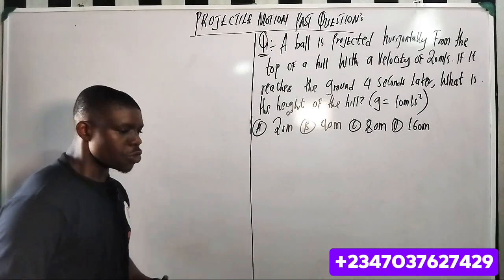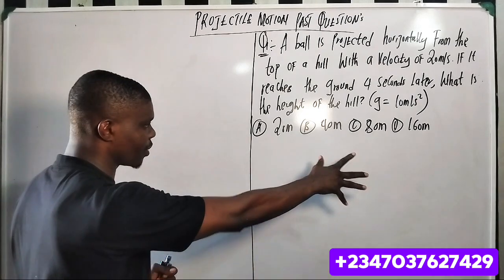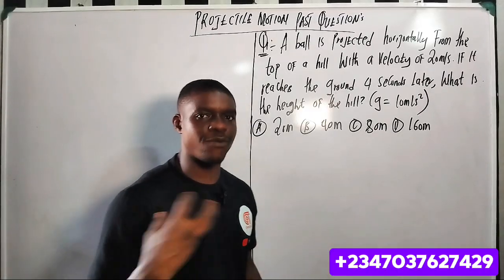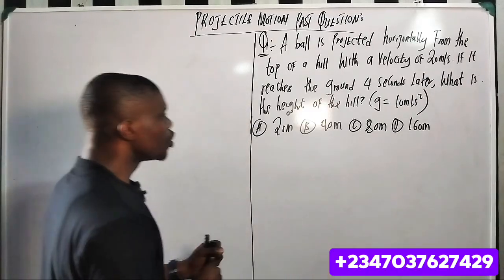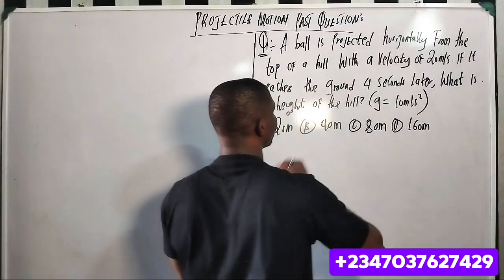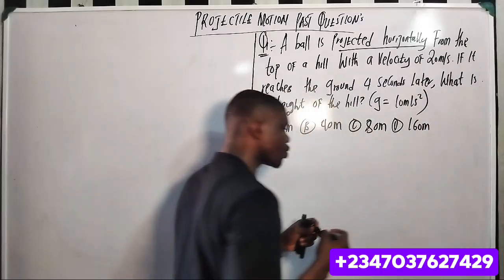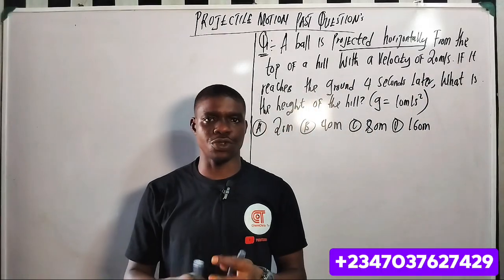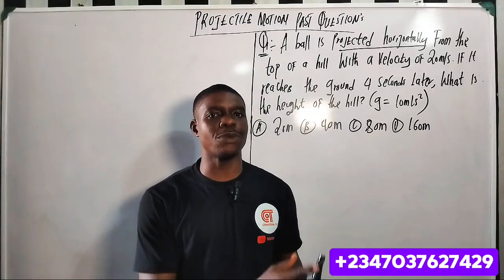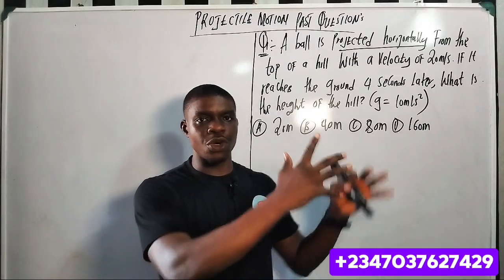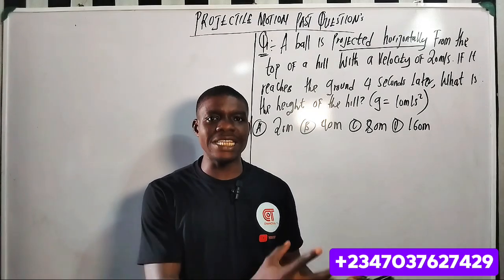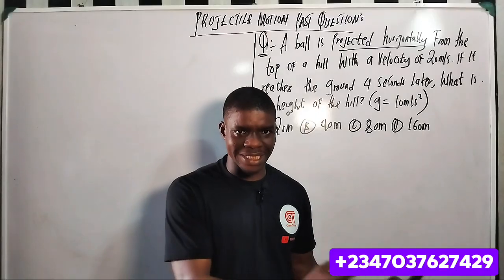Now let's look at the question again. A large majority of students will not be able to solve this question very well. They will fail this type of question. If you check it very well, they say a ball is projected horizontally. The ball is projected horizontally. When we talk about projectile motion, we have to consider the horizontal projection and the vertical projection. For every projectile motion, we have the horizontal component and the vertical component. For the horizontal component, we have the initial horizontal velocity.